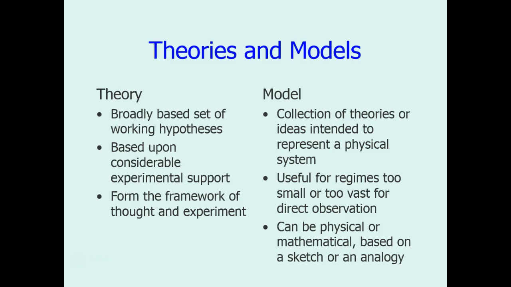Now, a model is a collection of theories, just like the theory is a collection of working hypotheses. This would be a collection of theories or ideas intended to represent a physical system. Okay? Quite often useful for regimes that are either too small, like, here's a sort of a dumb example. Remember I was talking about the alchemists, putting together all these things and finding out they could mix things in certain ways and produce other things. They noticed after a while they got off of looking for gold and that kind of stuff.